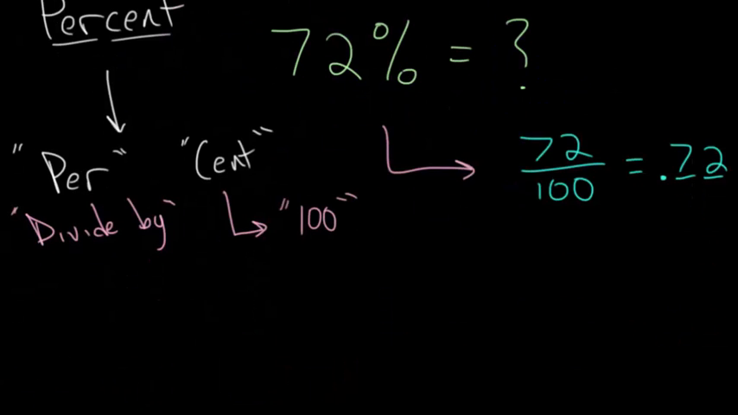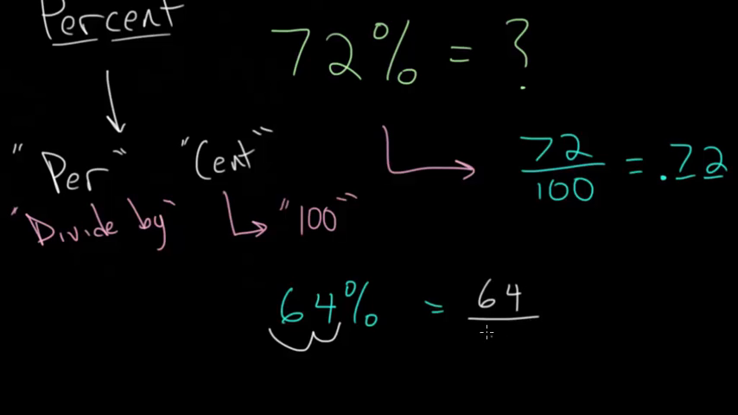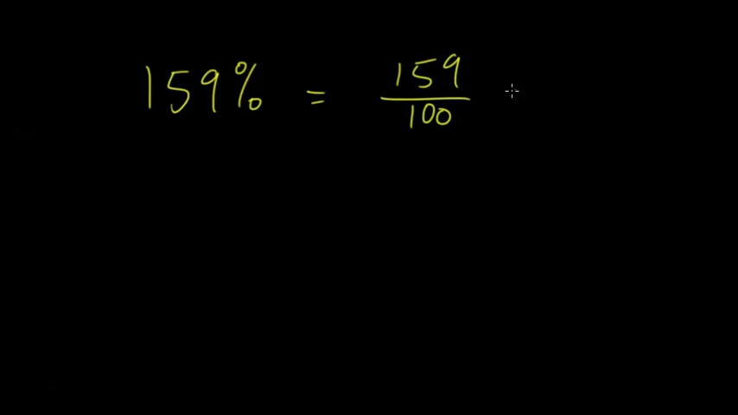So the overall pattern that you're going to see with these is, let's say you have 64%. When converting, you just move that decimal twice because this is 64 over 100, or 64 hundredths, which is 0.64. So in all of these cases, you just move the decimal twice. Now, let's look at some different example problems. So when you see 159%, this is 159 divided by 100, or 159 hundredths.